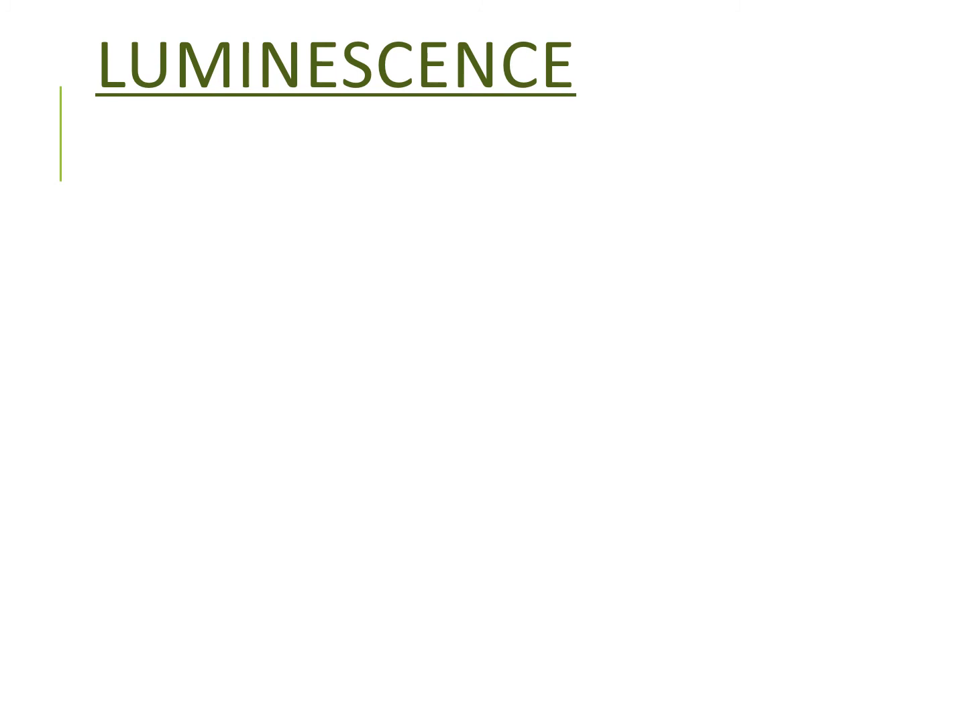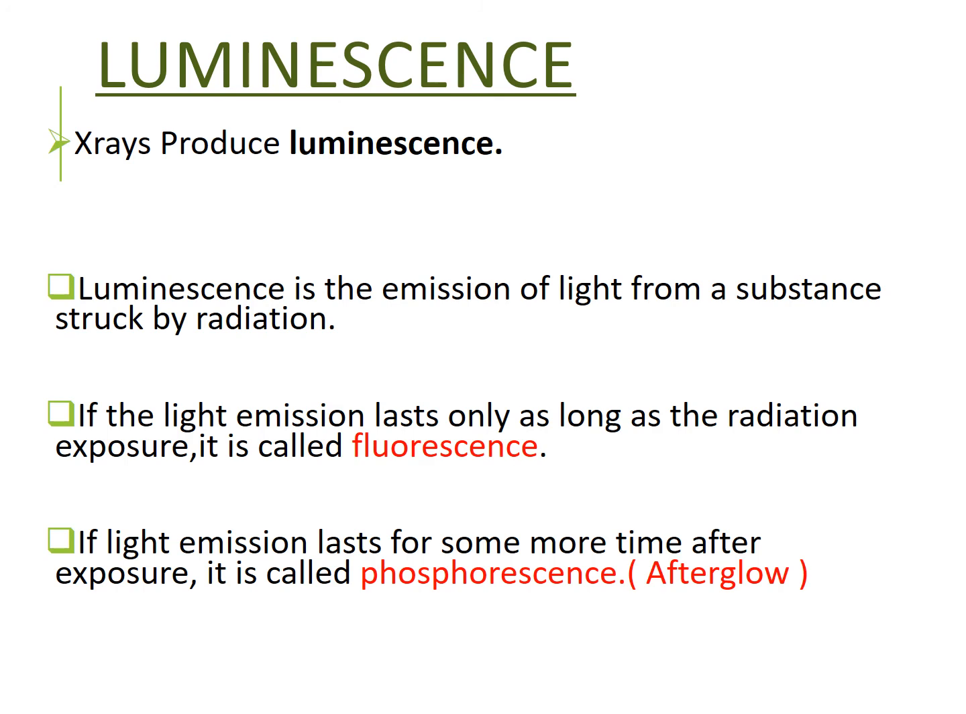Now we'll go on to one important property of X-rays called luminescence. What is luminescence? Luminescence means when X-rays strike a particular substance, it emits light. If that emission of light lasts as long as the radiation exposure, it is called fluorescence. Whereas if the light emission lasts for some more time after the radiation exposure, it is called phosphorescence. It's also called afterglow.